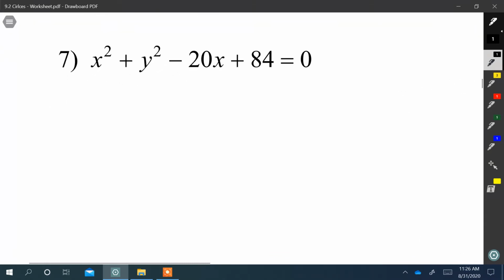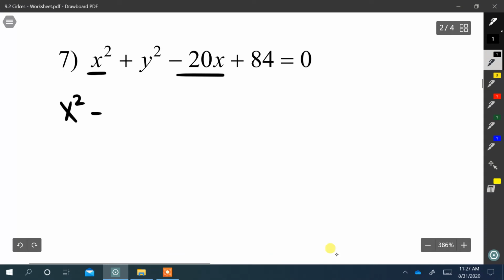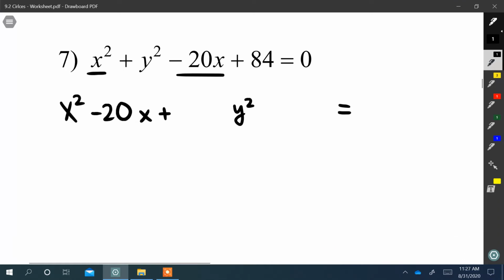Once again, we have x squared plus y squared minus 20x plus 84. We're going to put the x's together, so we have x squared minus 20x, and I'm going to leave some space right there. And then we have y squared, and the y squared I'm actually going to leave alone because there's nothing else in here. And the 84, we always bring it to the other side.